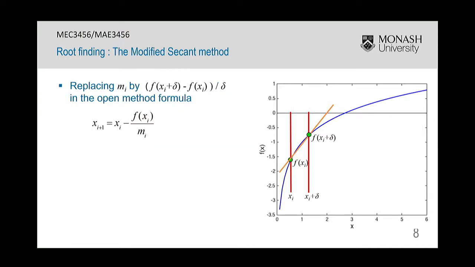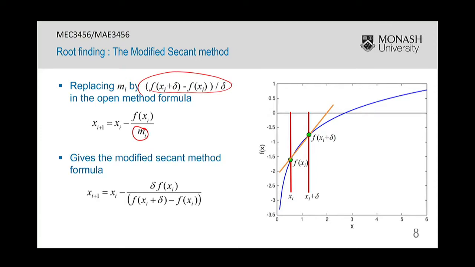So we just need to replace mi by our modified secant formula in our generic formula here, and it gives us the modified secant method. Again, I don't expect you to remember this formula, but I do expect you to be able to derive it. So those are the 3 basic open methods.